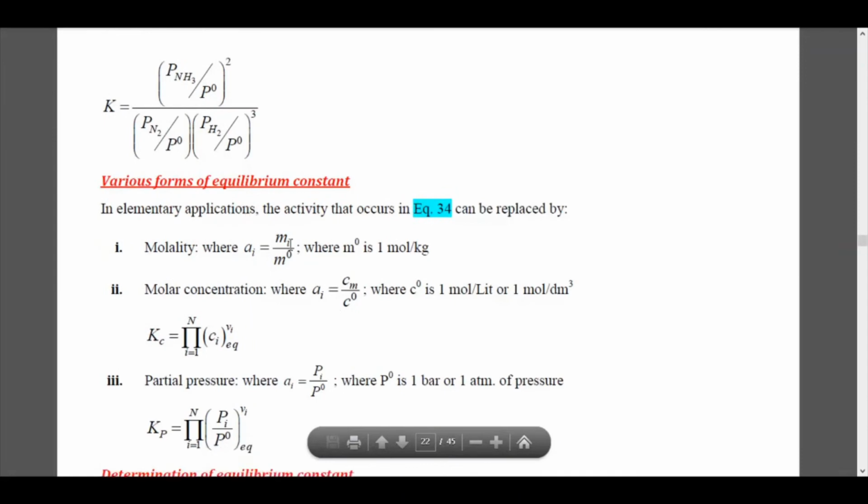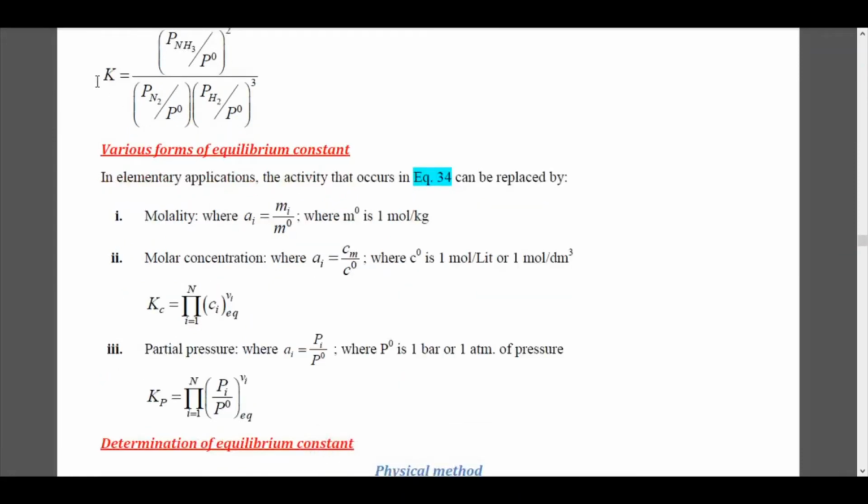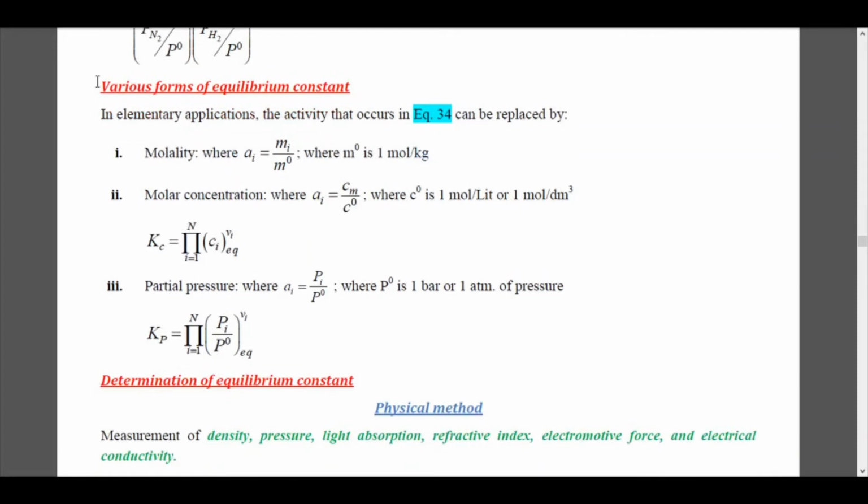So this is broadly all about the equilibrium constant, and it is only applicable to the equilibrium state, not any other state of the chemical reaction. For any other state, we will use the reaction coefficient we discussed just now. So there are various types of equilibrium constants. It can be expressed in terms of molality, or in terms of concentration, molar concentration. The equilibrium constant can also be expressed in terms of partial pressure. Just now we've seen how it is expressed in terms of partial pressure.